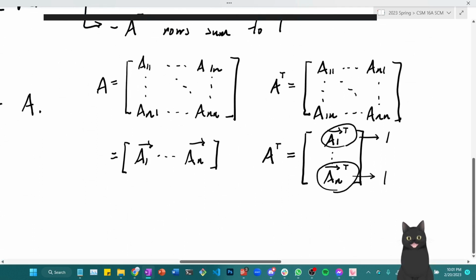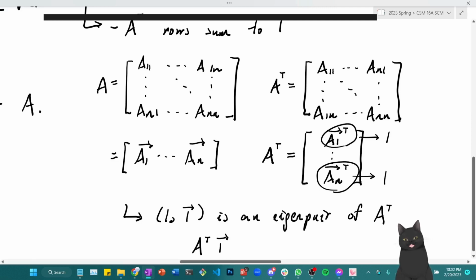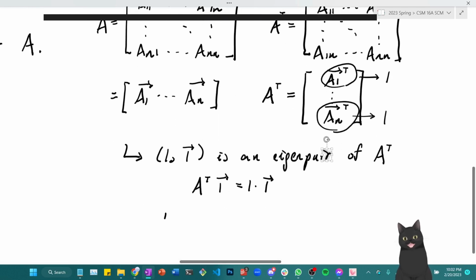So the fact that A transpose rows sum to 1 leads to another fact that the 1, 1 vector is an eigenpair of A transpose. So written in literal mathematical terms, A transpose times the 1 vector is equal to 1 times the 1 vector itself. So we know that 1 is an eigenvalue of A transpose.